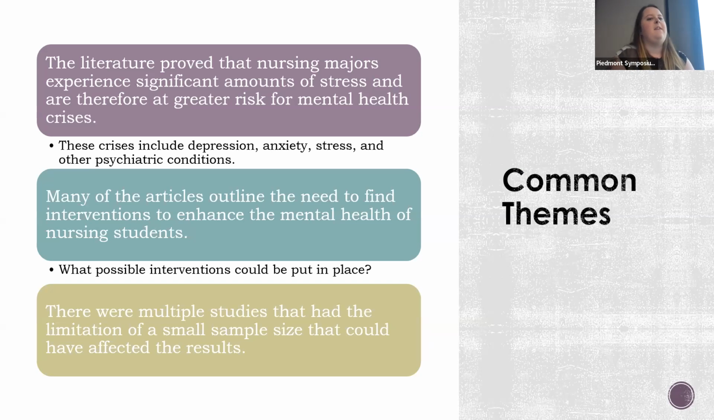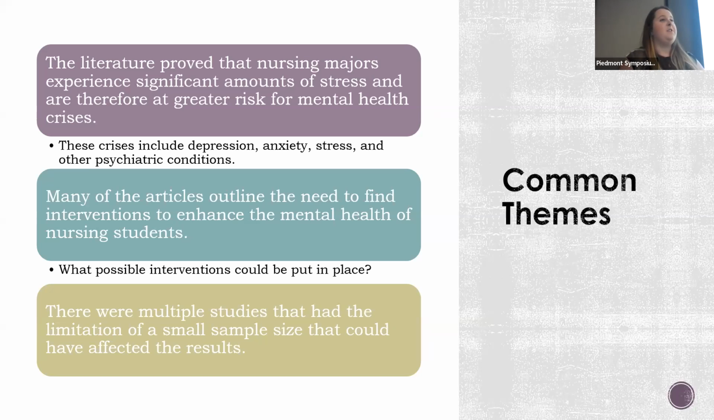So some common themes that I found while I was researching this literature was that nursing students do experience severe amounts of stress and other psychiatric disorders, and they are at a greater risk for mental health crises, which, like we discussed, includes depression, anxiety, stress, and other conditions. So a big common theme that I found throughout all of these articles was that we need to put interventions in place that enhance the mental health of these students.